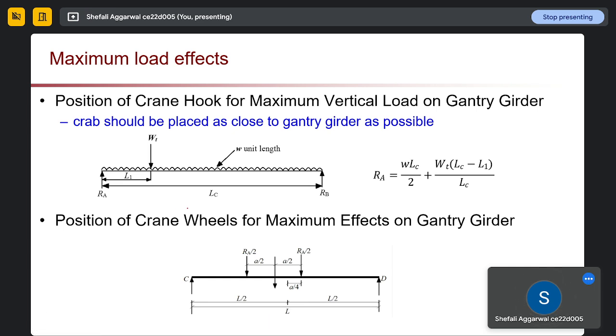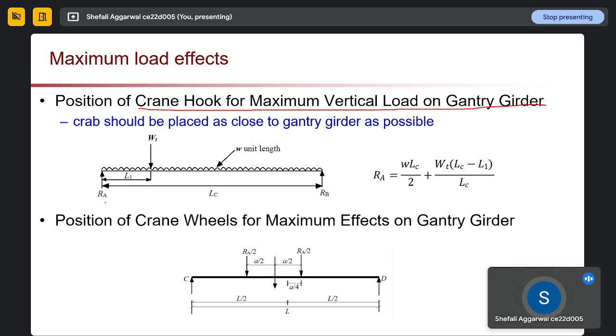So, as we were discussing about imposed load, we calculate our load in such a case that we have the maximum force. In that case, how should the load be placed to get the maximum load? First thing is the position of the crane hook for maximum vertical load on gantry girders. Our crab or trolley should be placed as close to the gantry girder as possible.